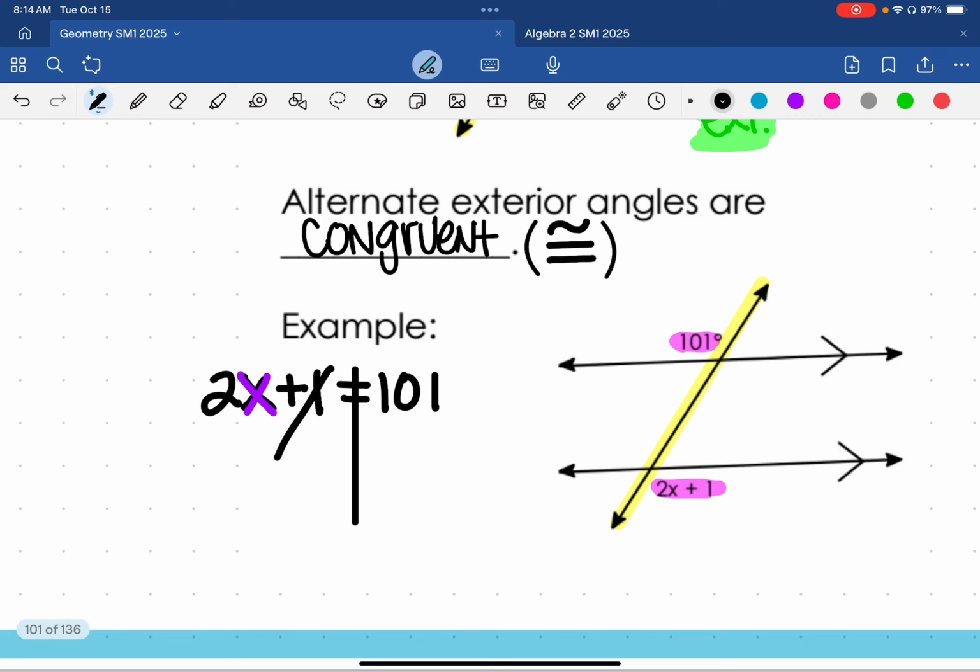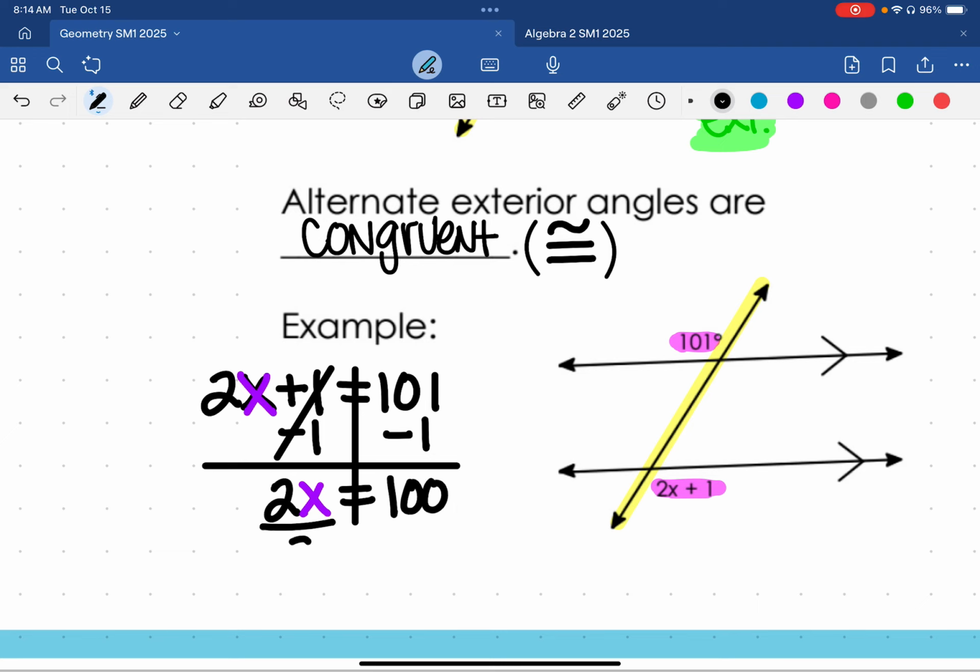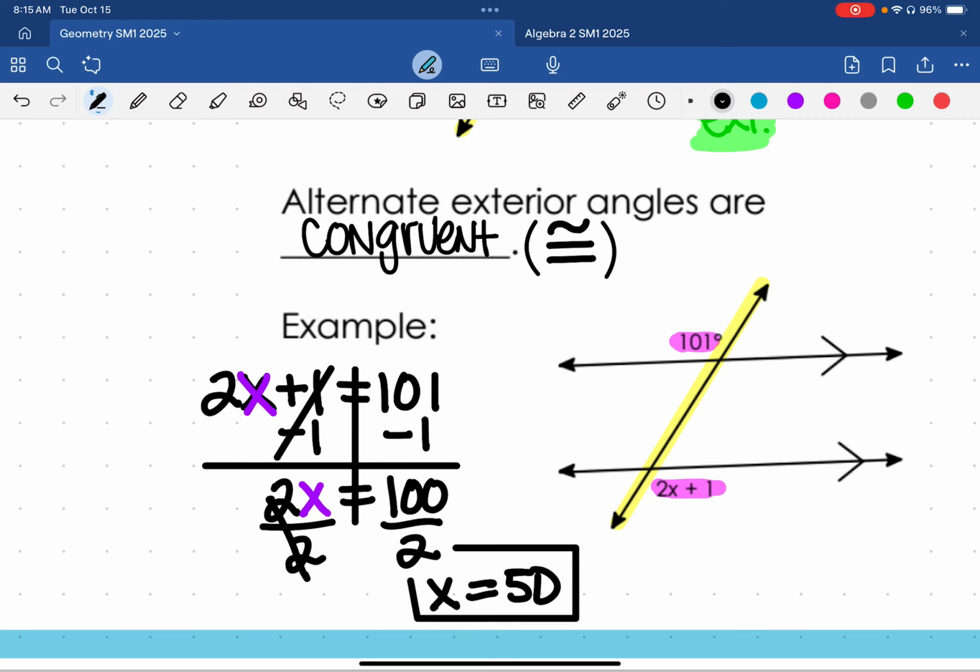exterior. In this case, I do have to eliminate the 1 by subtracting first, which gives me 2x is equal to 100. Then I'm going to divide by 2, which means x equals 50. I could check to make sure I am correct by plugging it in here. 2 times 50 plus 1 should give me 101.